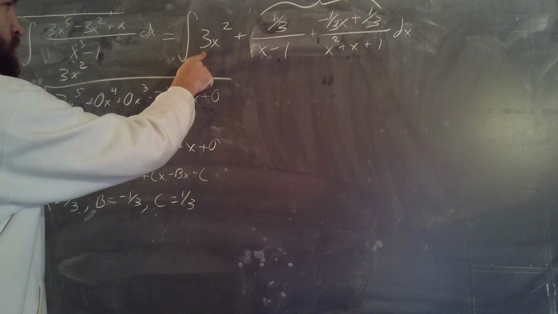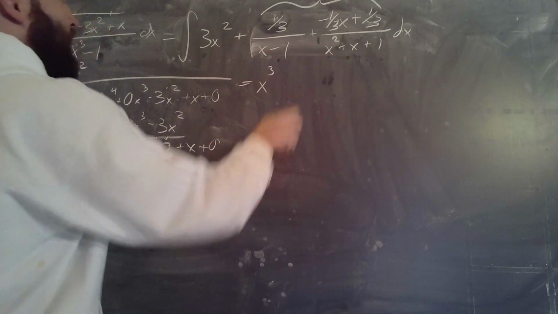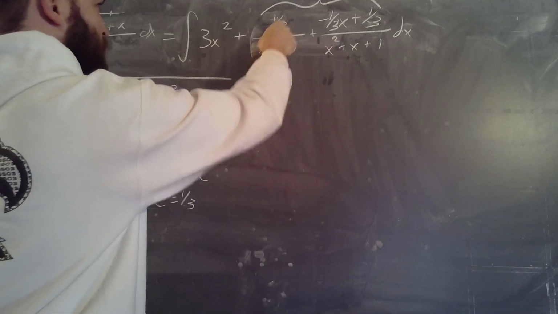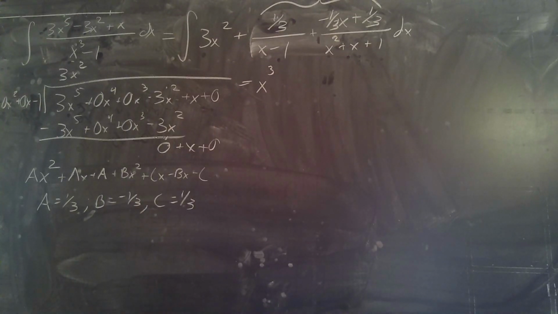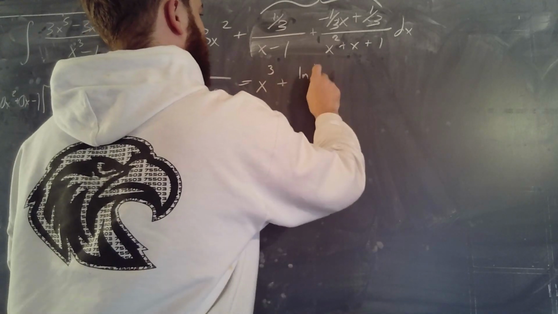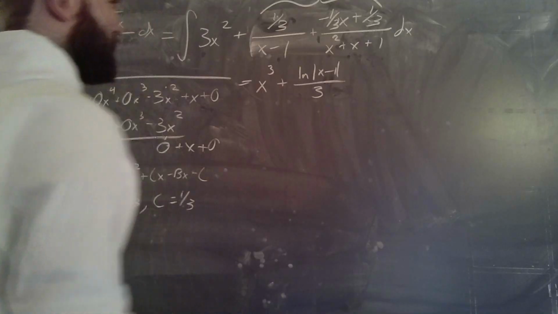Okay, so we have the integral of 3x squared, which is, of course, just x to the third power. And then I have the integral of 1/3 over x minus 1. Well, if we constant multiple rule this out, we notice that what we have is a natural log derivative. And so that's just going to be the ln of the magnitude of x minus 1 all divided by 3. So that's actually going to be plus ln mag x minus 1 all divided by 3, and that takes care of this part.